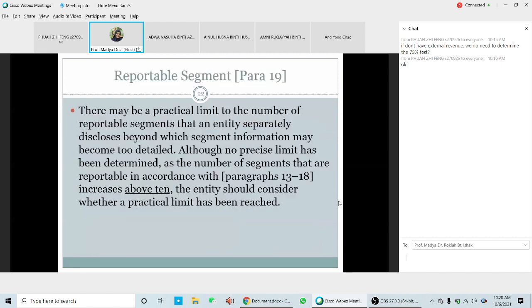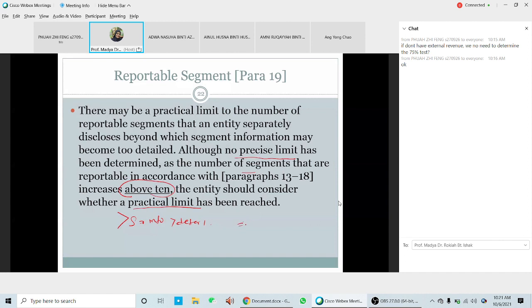There may be a practical limit to the number of reportable segments that an entity separately discloses. Beyond this, segment information may become too detailed. So it means that when you have more segments, the information will be more detailed. There is no precise limit determined as the maximum number of segments, but if it increases above 10, then it should be considered whether it is practical or not.